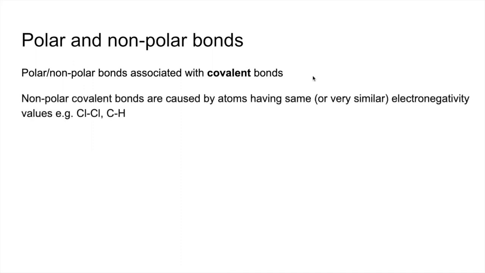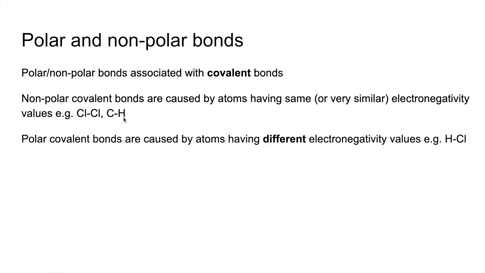Non-polar covalent bonds are caused by atoms having the same or very similar electronegativity values. For example, the Cl-Cl covalent bond: they've got the same electronegativity values, so that bond is non-polar. C-H has slightly different electronegativity values, but they are so close that that bond is also classed as non-polar.